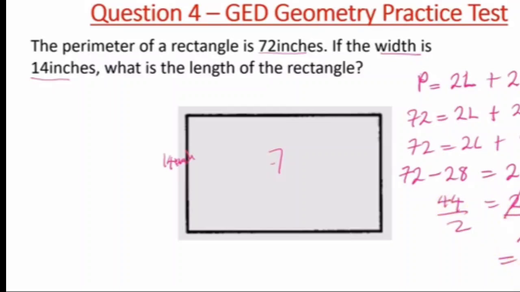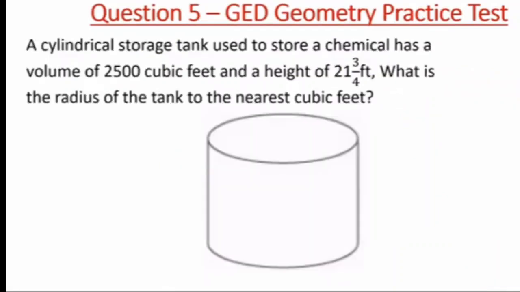And whatever you do to one side of the equation, you also do to the other. That's what I did on that square rooting both sides. When you square root one side, you have to square root the other side. So 44 divided by 2 will give us what? 22. So L is equal to 22 inches. This is how you find the length of this particular rectangle given your perimeter. Number 4.